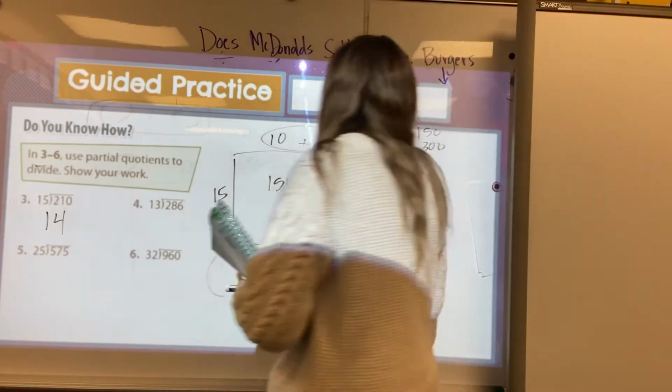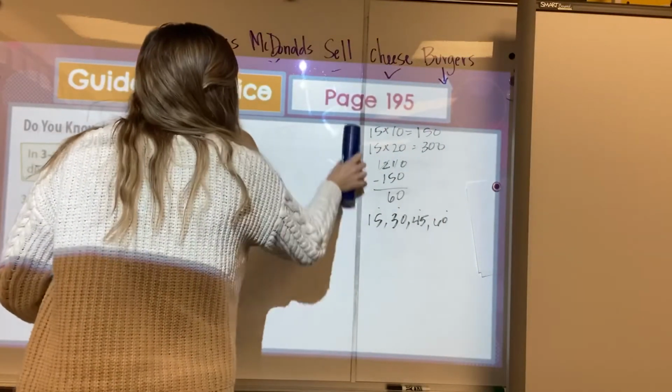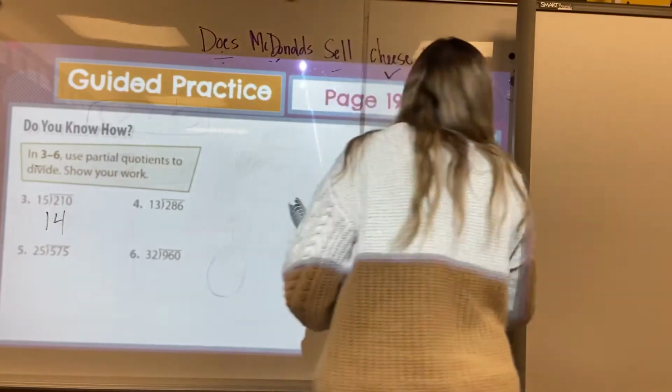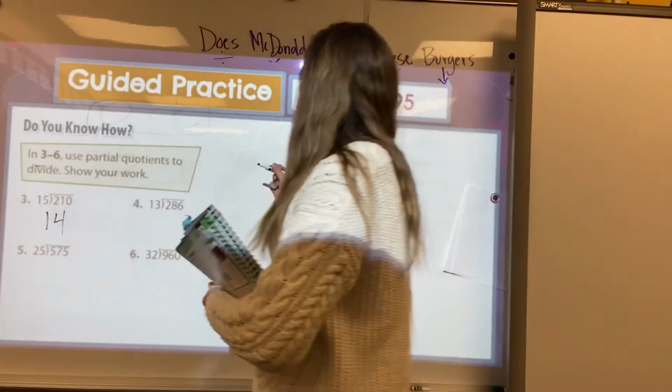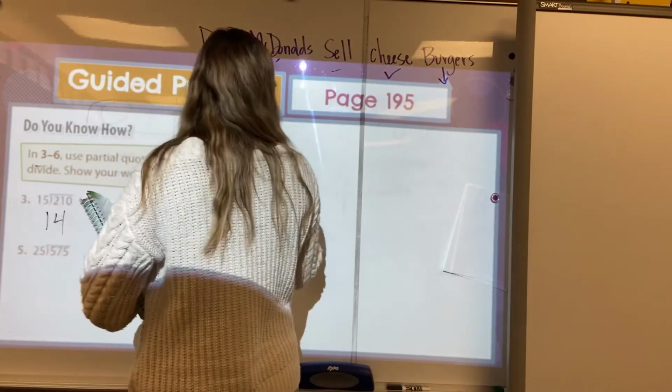Let's try it with our partial products now. Number 4, we're going to do 286 divided by 13.